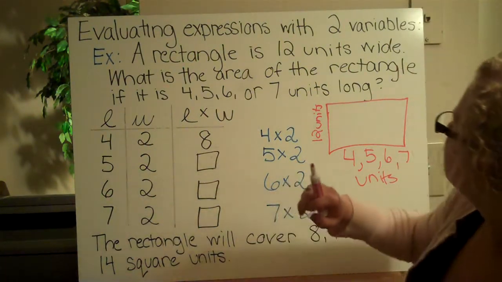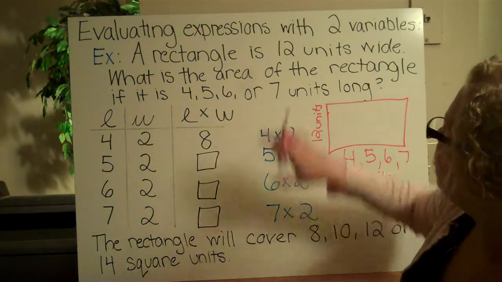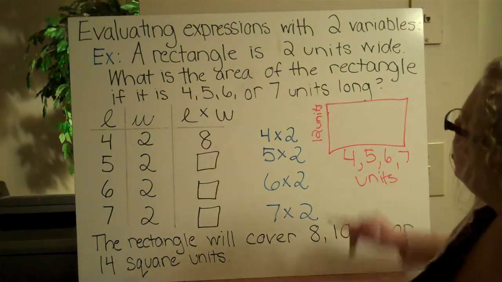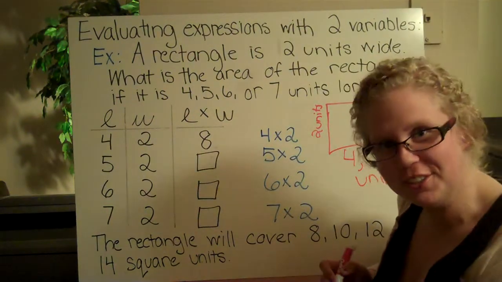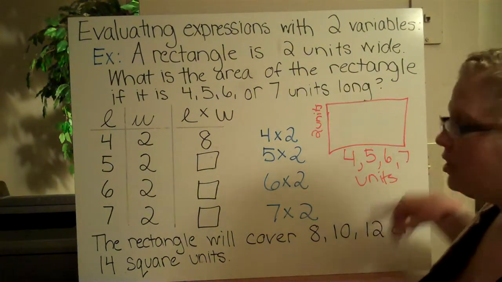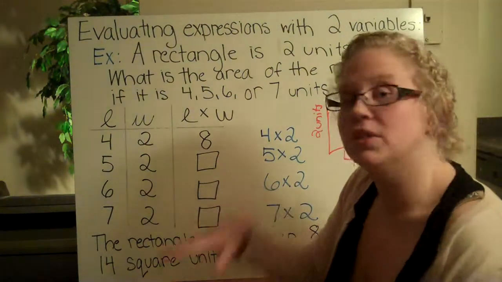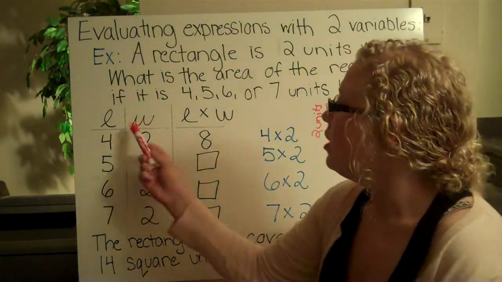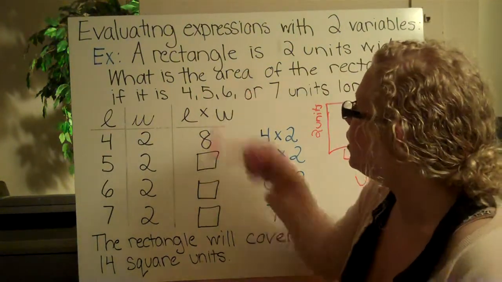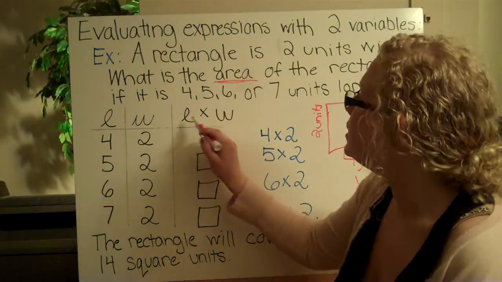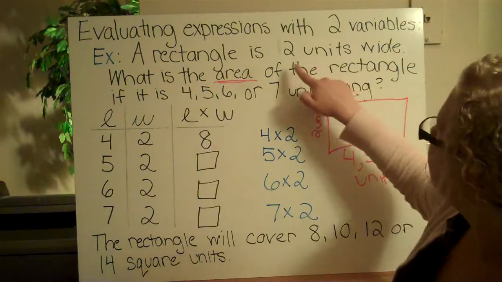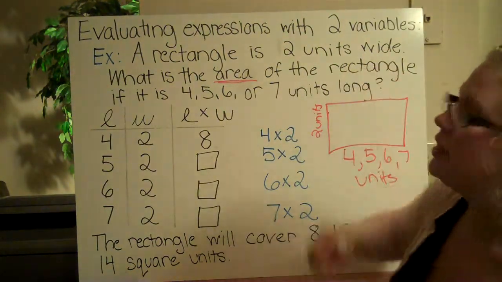and the width is actually 2. That doesn't make any sense. So the width is 2. The width is 2 units, and our length is going to be 4, 5, 6, or 7. So we set up our table, and this time we include two variables. We have a length and we have a width. And our algebraic expression for area is length times width.